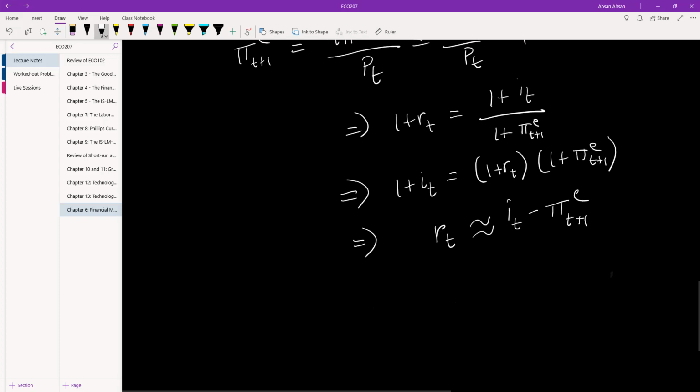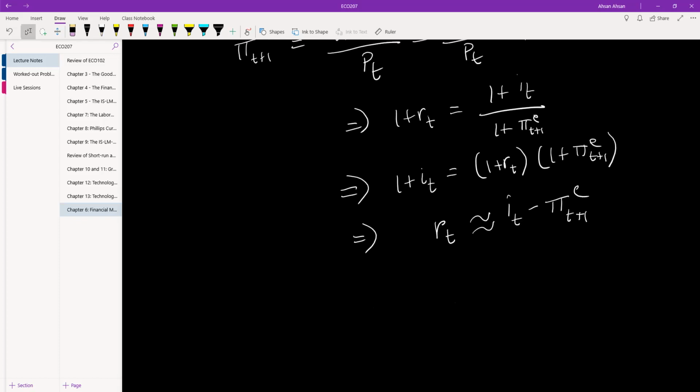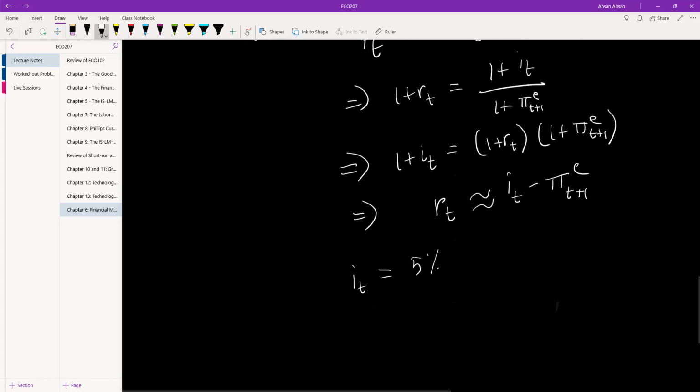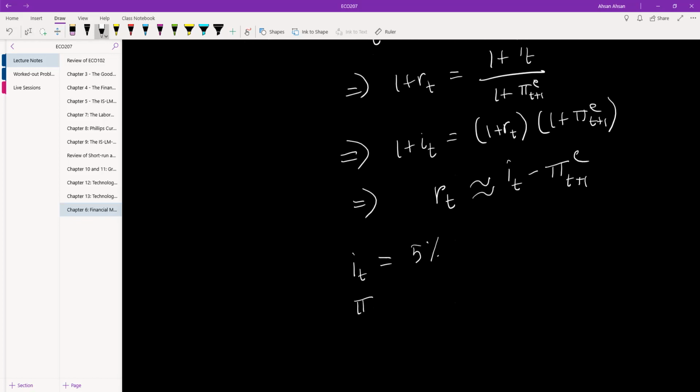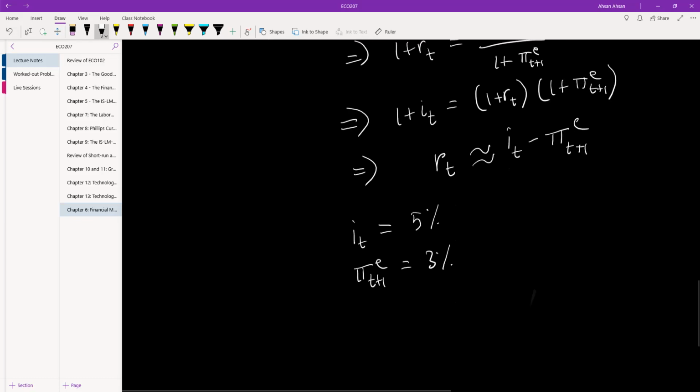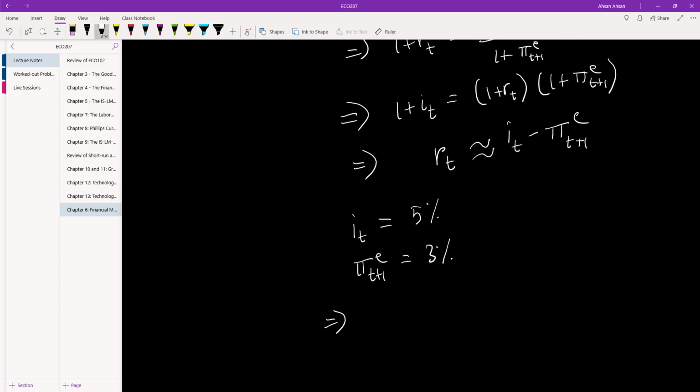Okay, so a numerical example. Suppose interest rate in the economy is 5%. Suppose we expect inflation to be 3%. So very simple. If someone asks what's the real interest rate, it's the interest rate when we adjust for inflation. What we get is effectively 5% minus 3% equals 2%. Very, very simple here.